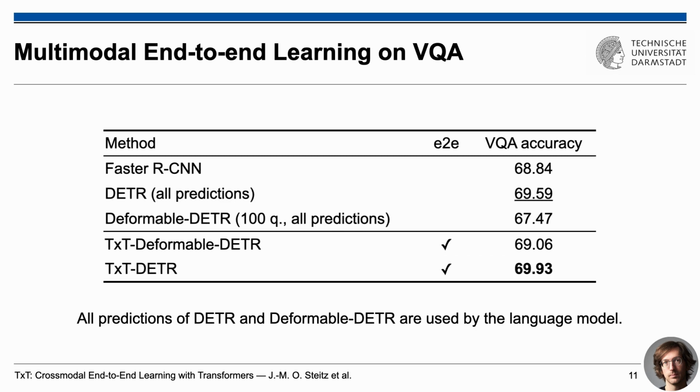Next, we use all predicted objects of DETR and Deformable-DETR for the multimodal part of the model. We note that part of the improvement over Faster R-CNN features stems from the full set of object representations, but tuning the object detectors to the VQA task further improves the accuracy. TxT with Deformable-DETR reaches 69.06% VQA accuracy, around 0.3% above the Faster R-CNN baseline, and TxT in combination with DETR reaches 69.93% VQA accuracy, around 1.1% above baseline.